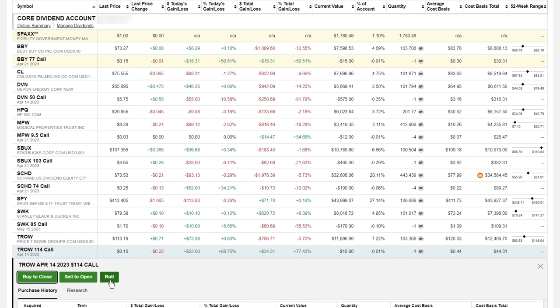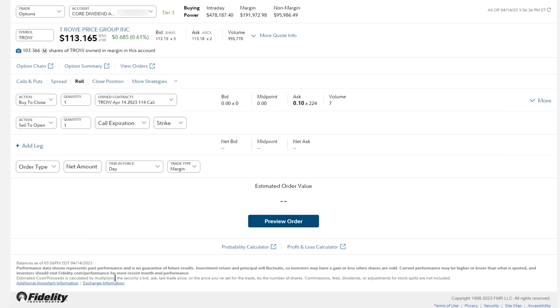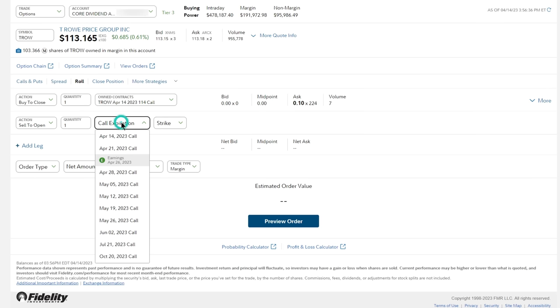I have the ability in Fidelity and any other brokerage really to roll my option as opposed to buying to close. If we go to roll, it brings up this new order form right here, which is saying, hey, you're going to buy to close, meaning close your existing position and simultaneously open a new one, sell to open. Now there are a number of ways to do this. First off, I can choose whether or not I'm going to roll to the next expiration or even further out here. I can go way out here if I want to, all the way to January of 2025.